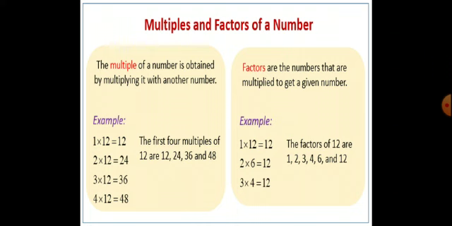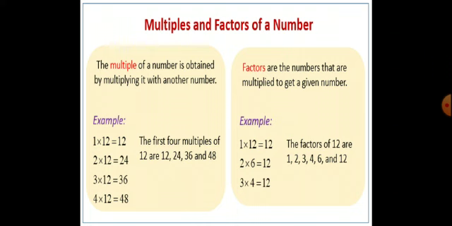Factors and multiples are related to each other. Multiples means the multiple of a number is obtained by multiplying it with another number. For example, here the first four multiples of 12 are 12, 24, 36 and 48. Whereas factors are the numbers that are multiplied to get a given number. So here the factors of 12 are 1, 2, 3, 4, 6 and 12.